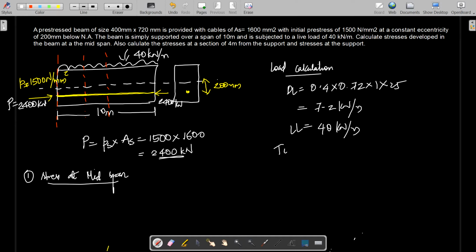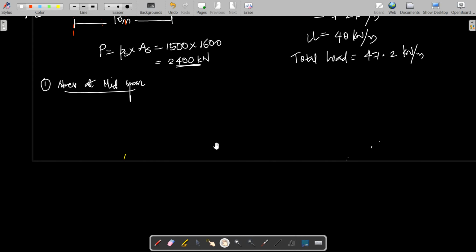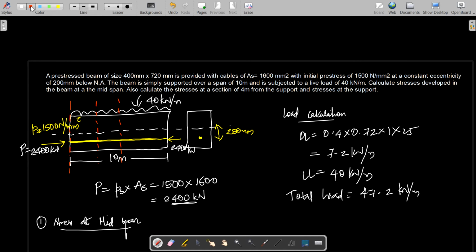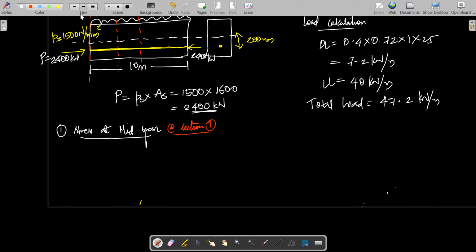So total load is 47.2 kilonewton per meter. Now we will consider the stress, so we will need to find the stress at the midspan, that is at section 1. If I am taking this, this will be section 1, this is section 2, and this is section 3. That is, here it is at section 1. The total load is 47.2 kilonewton per meter. So if I am drawing this section here, we have the UDL.